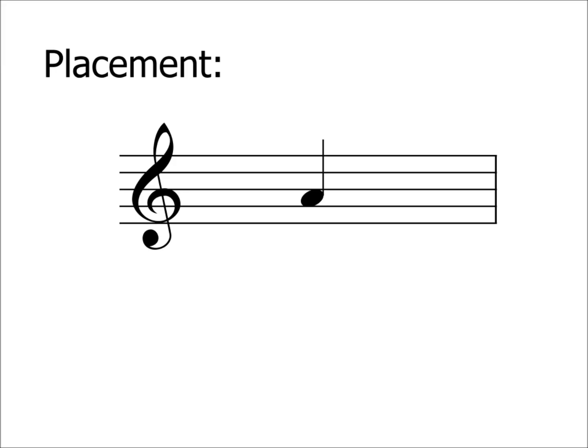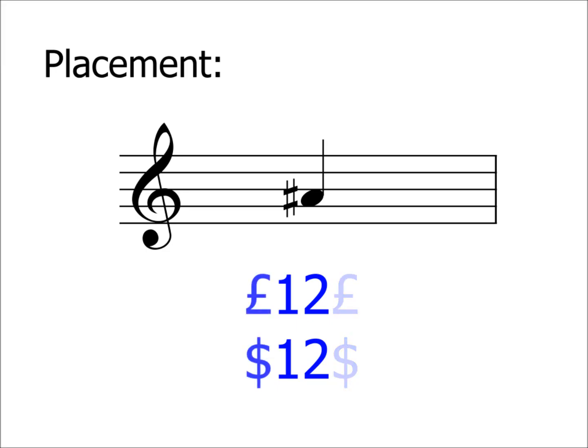This note is A. If I wanted to change it to a sharp, I place the sharp symbol before it. It's never correct to put the accidental after the note. I appreciate that we may say sharp after the note name, such as A sharp, but it's the same as saying £12 or $12. The word pound or dollar comes after the value. If we wrote this, not only would it look odd, it would be wrong. The symbol, sharp or flat or natural, always comes first.